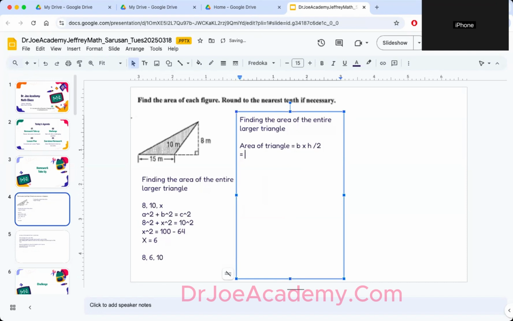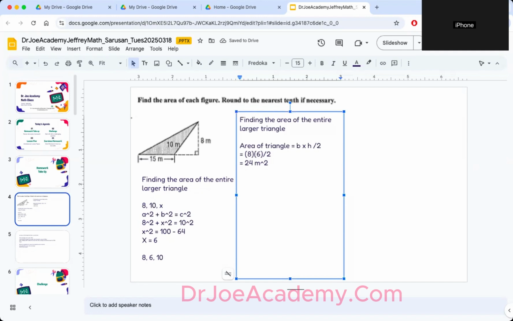In this case, it's going to be 6 and 8. Let me just put those in brackets. 8, 6 over 2. 24. Looks good to me. Yeah, so that is the area. We've got to put the unit as well. Meter squared.